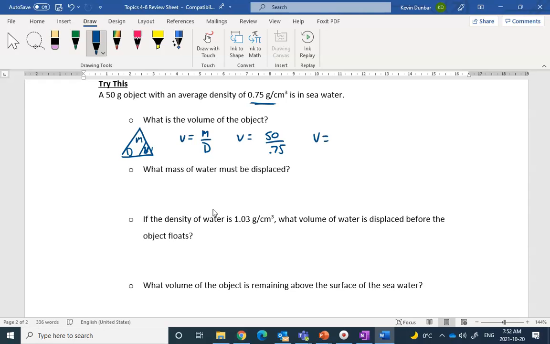So 50 divided by 0.75 means that it is 66.7 centimeters cubed. What mass of water must be displaced? Well, in order to support a 50-gram object, 50 grams of water must be displaced. Right? If we think about this object, we got 50 grams down, which means we need to displace 50 grams in order to hold it up with an equivalent buoyancy force. That is Archimedes' principle.